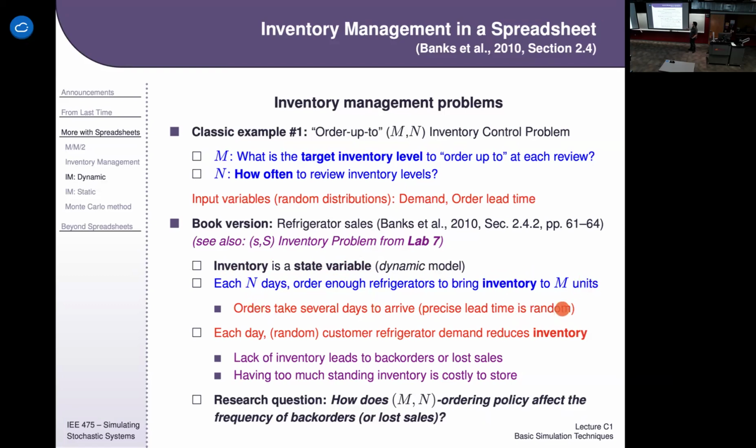Orders take several days to arrive. And each day there is a random number of customer refrigerator orders. So how often do customers come in and ask for refrigerators from the inventory? Now, they model the lack of inventory as back orders or lost sales. And so if a customer orders a refrigerator and it's not there, then that's accounted for effectively by a cost.